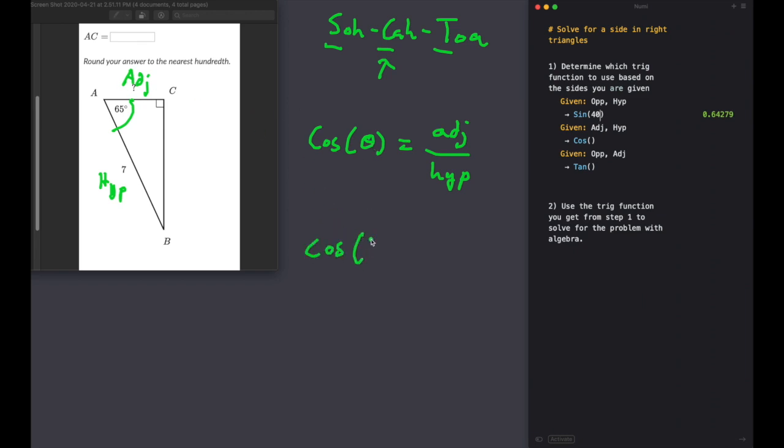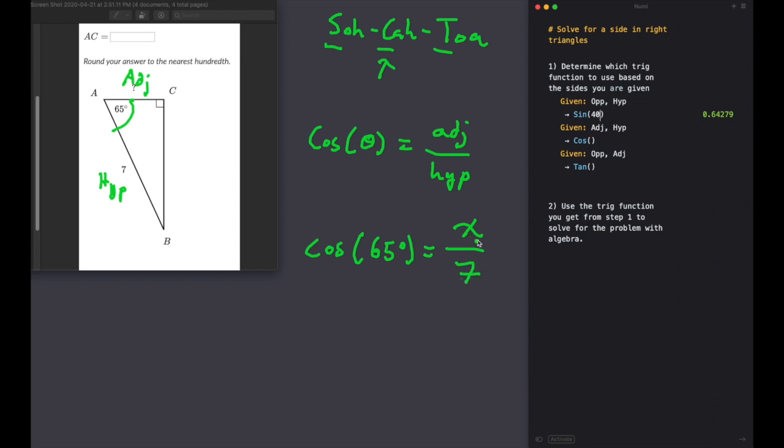Theta is going to be 65 degrees, and the adjacent is going to be our missing variable. So instead of calling it question mark this time, I'm just going to call it x. And the hypotenuse is going to be equal to 7.